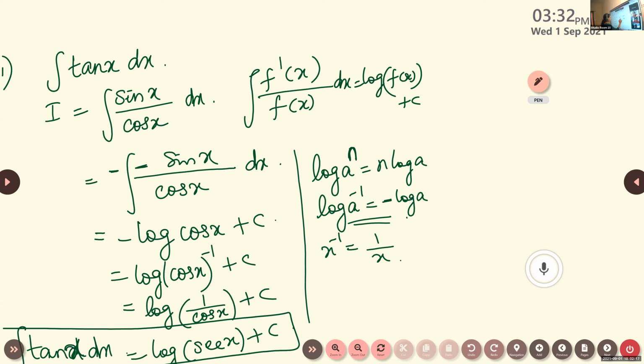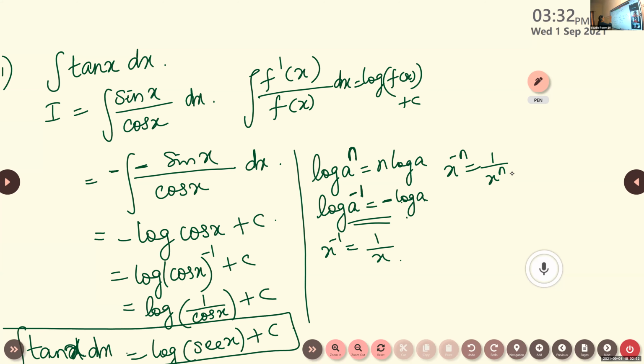Here log a raised to minus 1. The power is negative, so if you take it to the front, we can write this as minus log a. And in exponents, we have learned x raised to minus n is 1 by x raised to n. Power is negative means we can write it in the denominator, with positive exponents. So x raised to minus n, we can write as 1 by x raised to n.